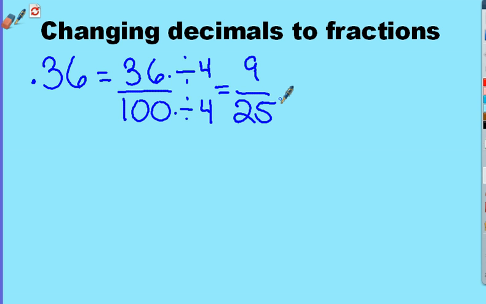So my final answer, 36 hundredths, is equal to 9/25.